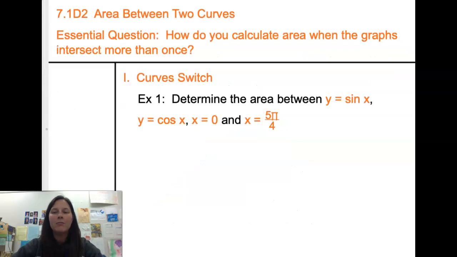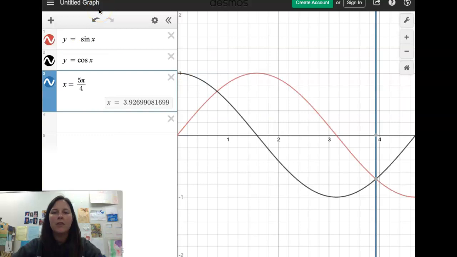We're going to find the area between sine and cosine with the bounds x equals 0 and x equals 5 pi over 4. Here's our Desmos graph. I've got these entered in. I entered in that vertical bound as well. So we've got the y-axis as one bound, which is right here at the edge of the screen, and then the blue vertical line is the other bound. You don't have to put those in, but it is a nice visual.